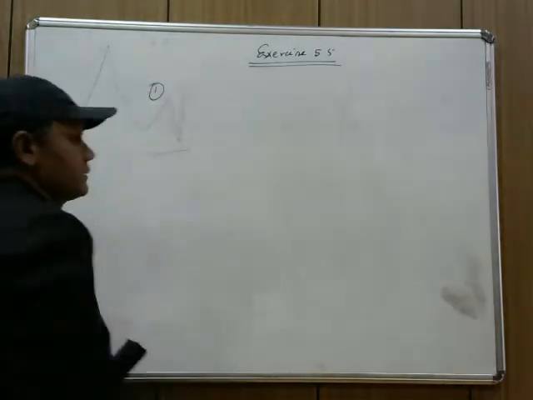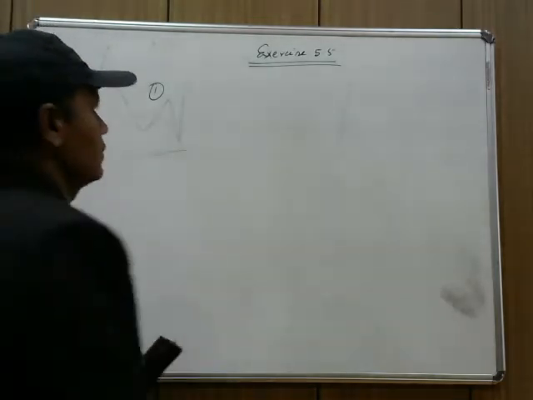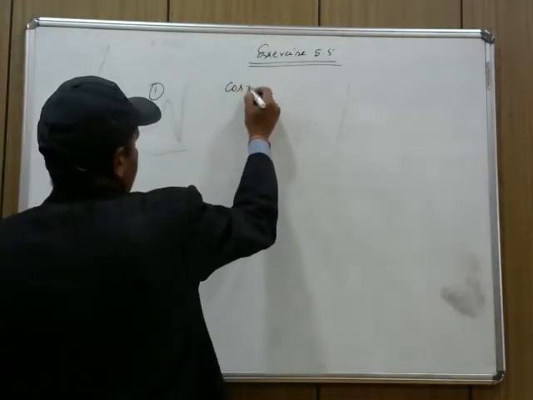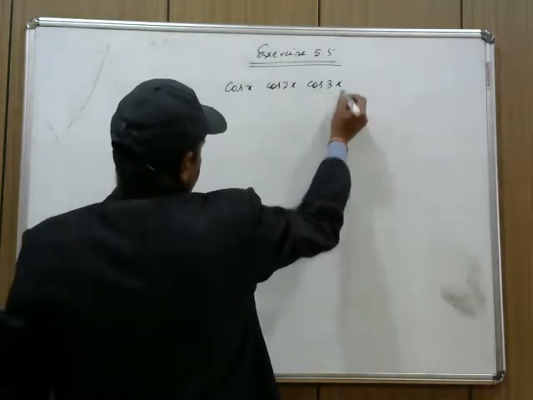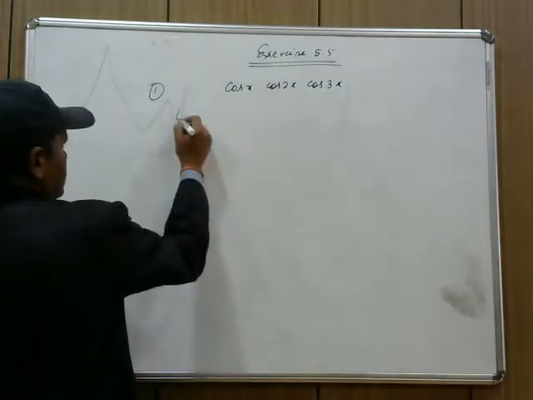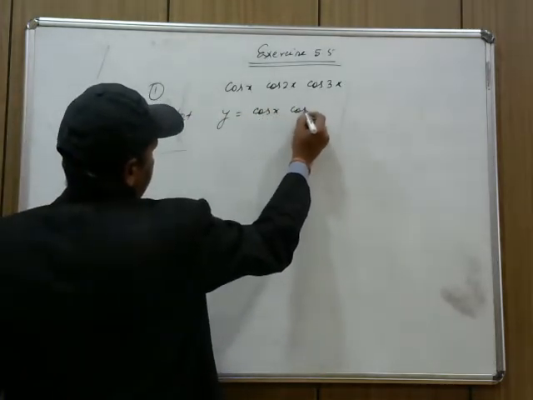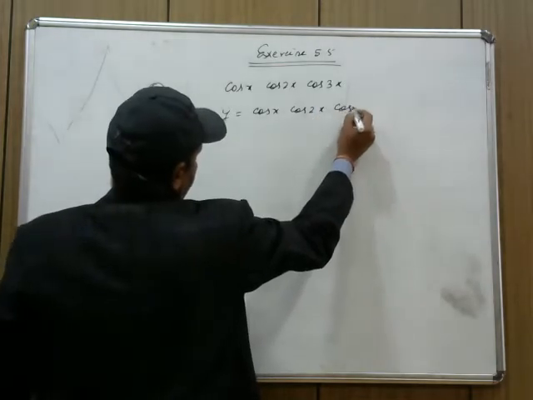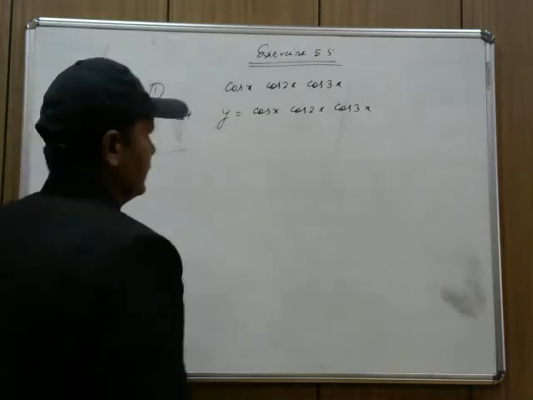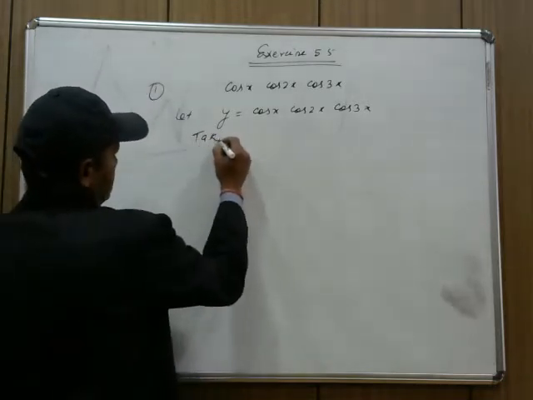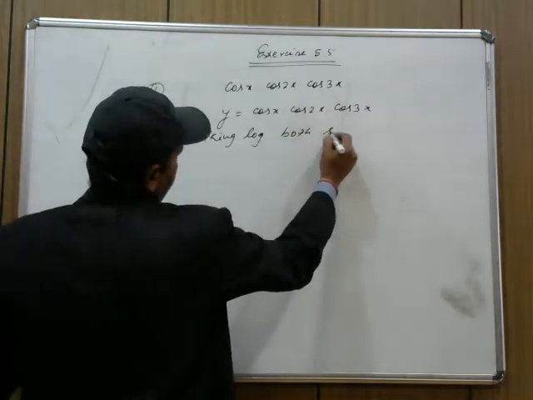The first question is find the differentiation of cos x into cos 2x into cos 3x. Let y is equal to cos x into cos 2x into cos 3x. See, if you apply log, it will be easy. Then you write, taking log both the sides.